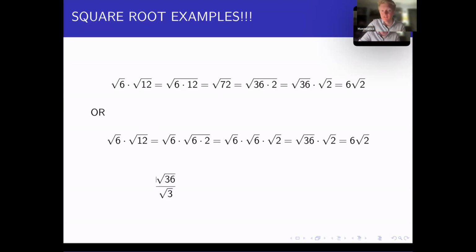Another example, another division, square root of 36 divided by square root of 3. Well, division, we can recombine back into one square root. Square root of 36 over 3 would be square root of 12. Find a factor of 12 that is a perfect square. Well, 12 happens to be 4 times 3. Square root of 4 times square root of 3 would be 2 square root of 3, right? Square root of 4 is 2. Square root of 3 just stays square root of 3.